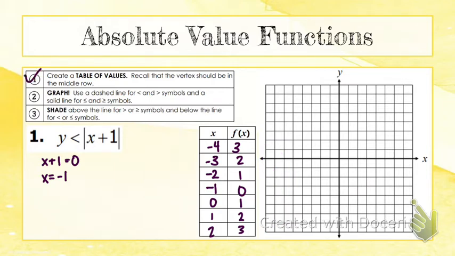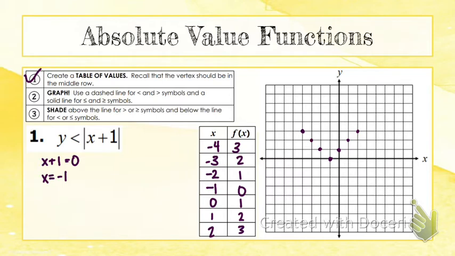We created our table of values. Now it wants us to graph. So we are going to plot the points like we normally do, but before we do a line, we're going to talk about the difference in a dashed line and a solid line. So let's get the points on our graph first. So we go left 4 and up 3, left 3 up 2, left 2 up 1, left 1 up 0, over 0 up 1, right 1 up 2, and right 2 up 3.